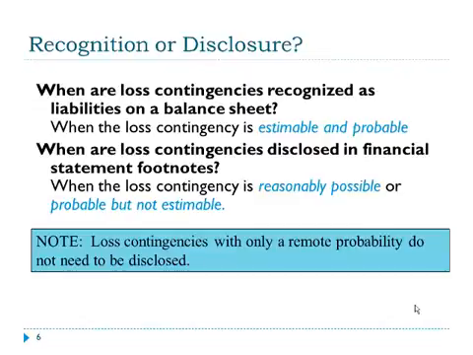Second, when is a loss contingency disclosed in financial statement footnotes? Financial statement footnotes are used for disclosures when the loss contingency is merely reasonably possible or when it's probable but not estimable. Thus, loss contingencies that only have a remote probability do not need to be disclosed.